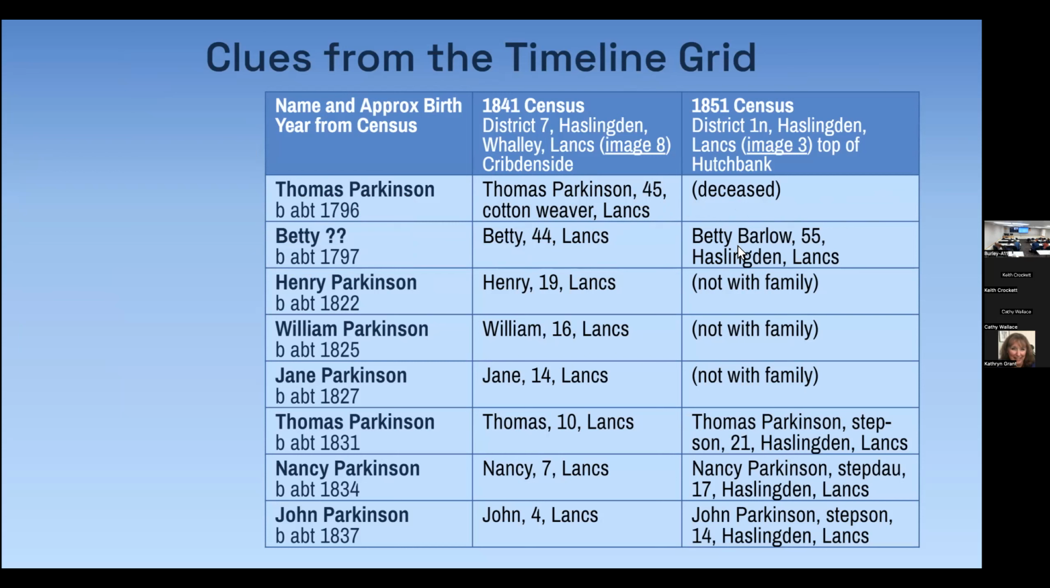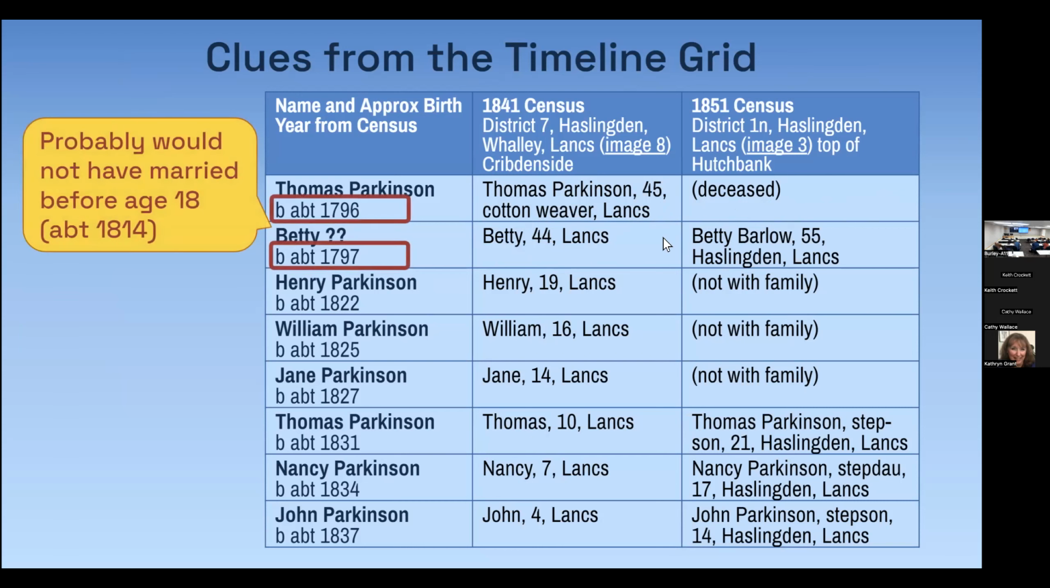So let's look at how we can find a marriage record. I started by wanting the marriage record of Thomas and Betty, and I didn't just want to search for Thomas Parkinson and any Betty being married anytime in Lancashire, because that would be crazy. I'd get too many results. So I want to narrow it down. I look at the birth years, and people usually didn't get married before age 18.